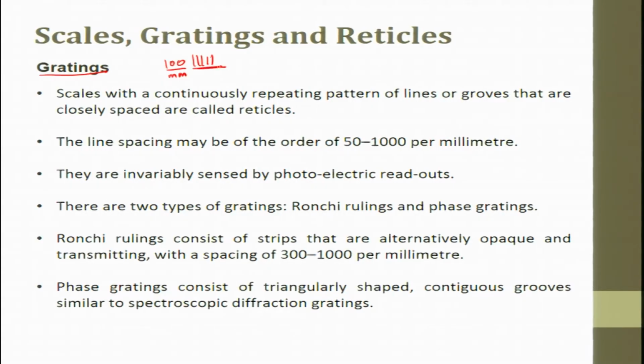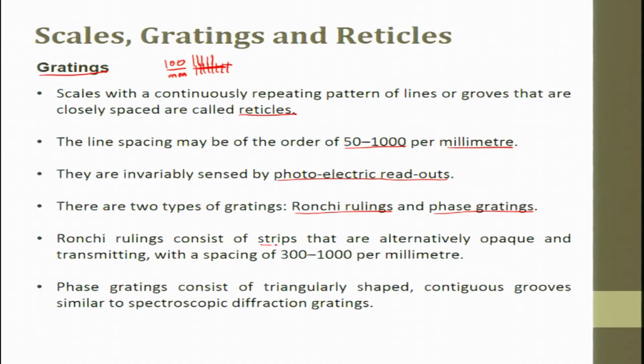So, when you draw 100 lines marks on a scale, this is called a grating. Scales with a continuous repeating pattern of lines or grooves that are closely spaced are called reticles. The line spacing may be in the order of 1000 per millimeter. They are invariably sensed by photoelectric readouts, as I have already told. There are two types of grating.